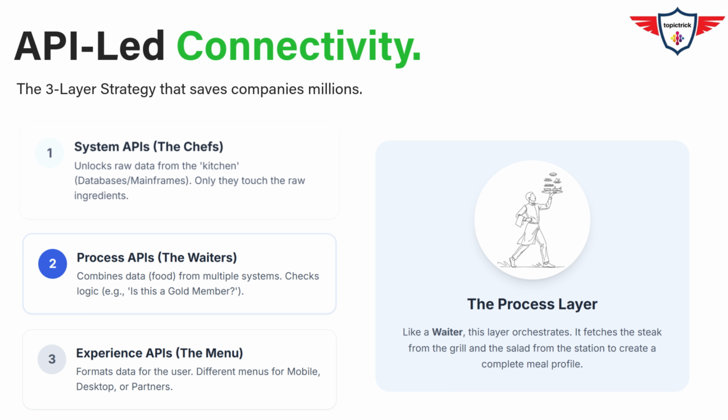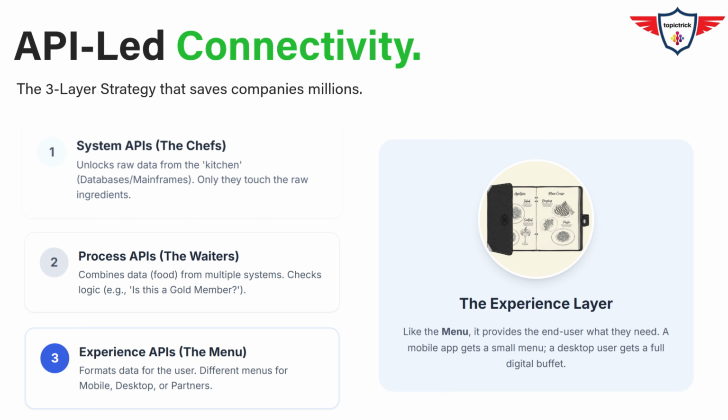Layer 3 is the Experience API. This is the menu. The customer doesn't see the kitchen or the raw ingredients. They just see a beautifully formatted menu. The Experience API takes the processed data and formats it for the user. One menu might be for a mobile app, another might be for a desktop website.